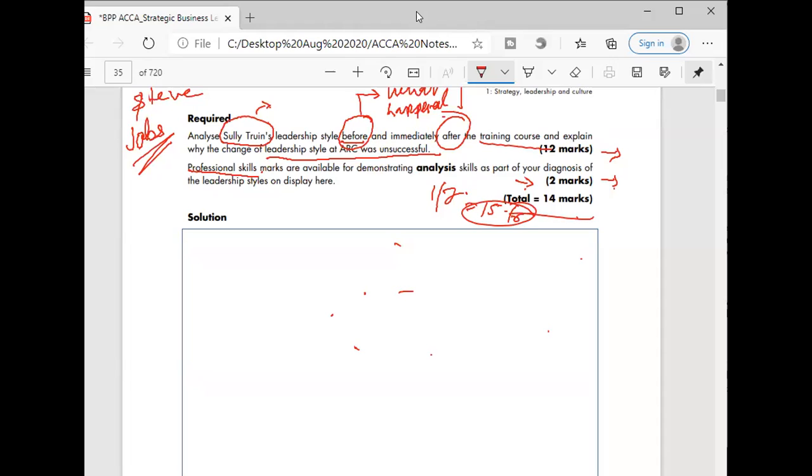So one thing that we found to start with before: one, he was autocratic.